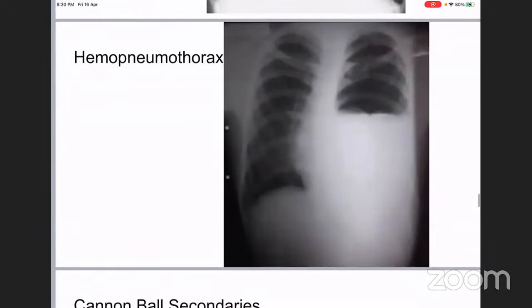So this is another X-ray. Why do you call this a hemopneumothorax? Which side is the hemopneumothorax on? Anybody in the audience? Left side, ma'am. Straight line border. Yeah, so there is a straight line border.